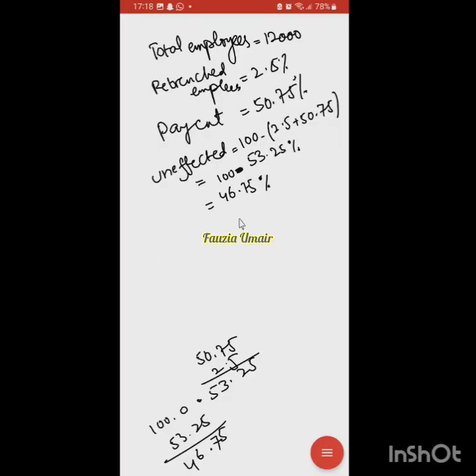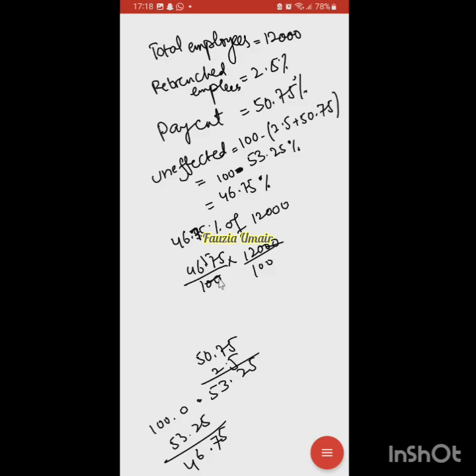Now we need to find out the value. So we will write down unaffected people are 46.75% of 12,000. So this 46.75 is 46.75 divided by 100, multiplied with 12,000. Now to simplify, we can cancel two zeros, and then we can remove the decimal. We will remove the decimal and the 100 more will come here.